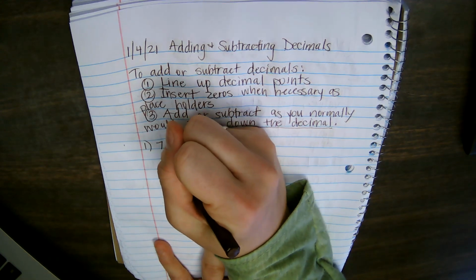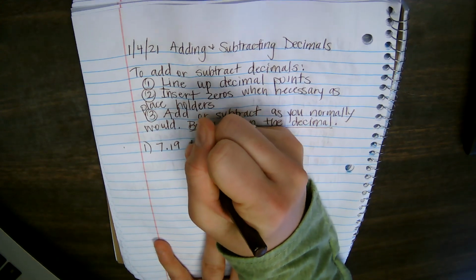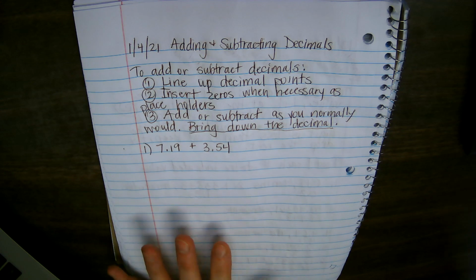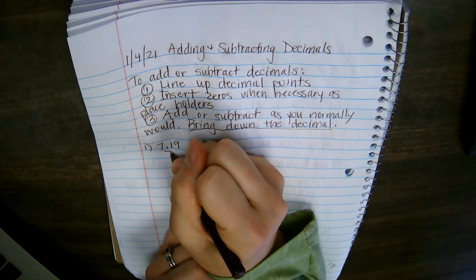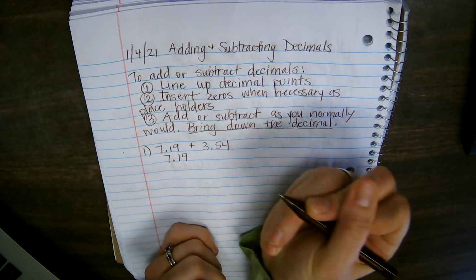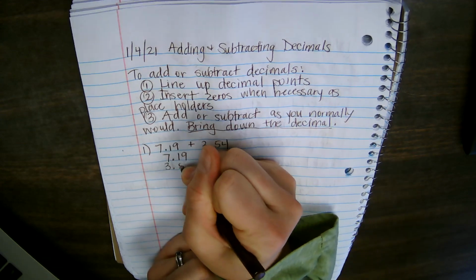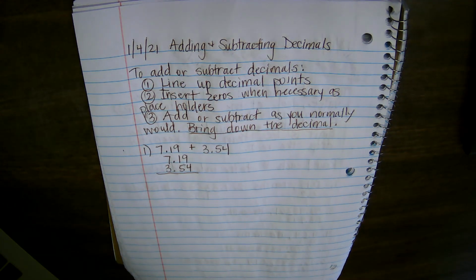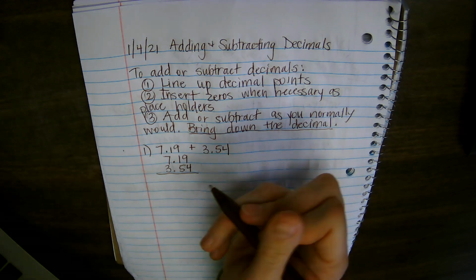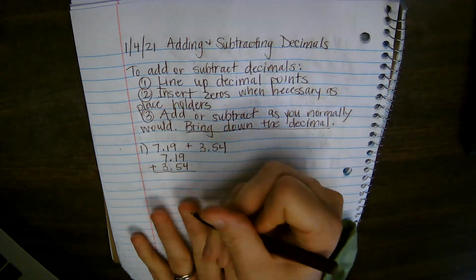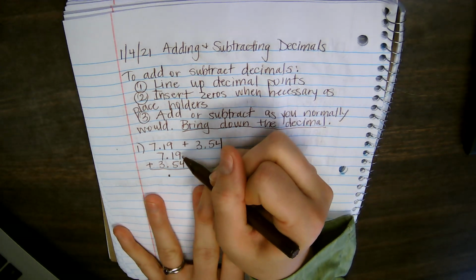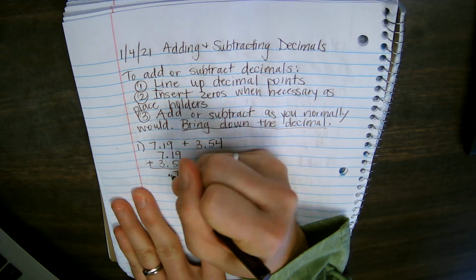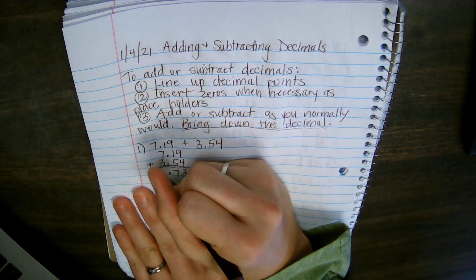Number 1, 7 and 1900ths plus 3 and 5400ths. So you're going to line up the decimal points. And these have the same number behind the decimal, so we don't really need to worry about that. And we're adding. So I'm going to bring my decimal point straight down. I have 9 plus 4 is 13. 5 plus 2 is 7. 7 plus 3 is 10. So that would be your answer.